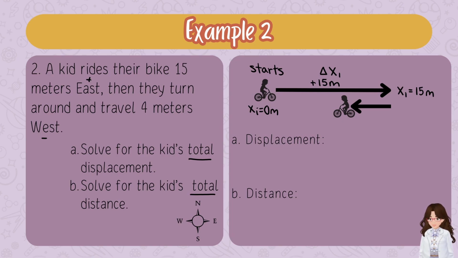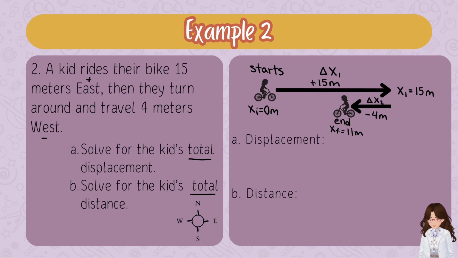Then they turn around and travel 4 meters west. So then they're going to go 4 meters west, which is to the left, which is a negative number. So that's going to be negative 4 meters. That is the second part of their displacement. And they're going to end up over here. Their final position is going to be 15 minus 4, which is 11 meters.